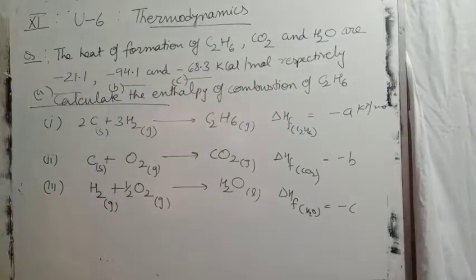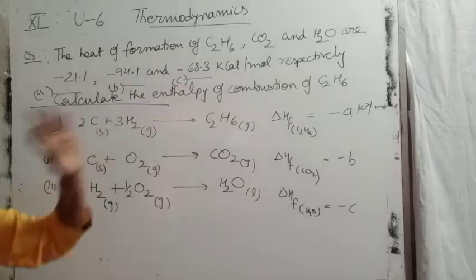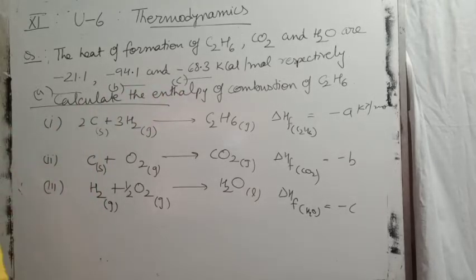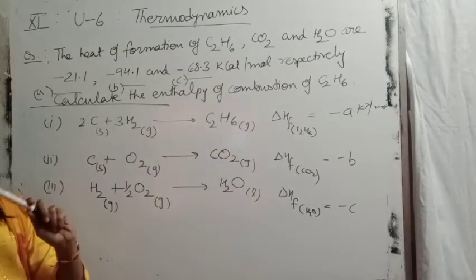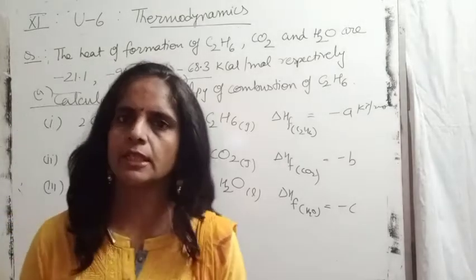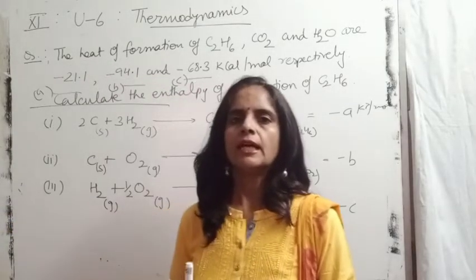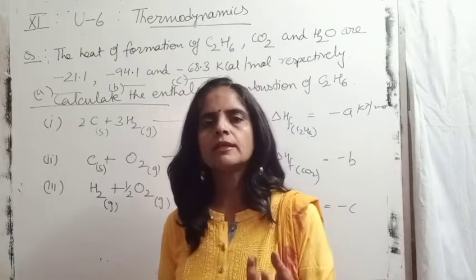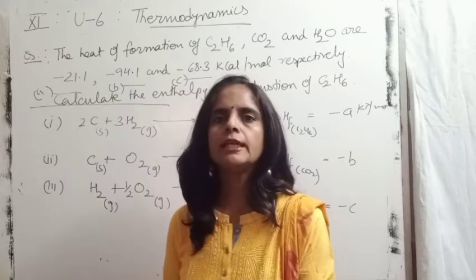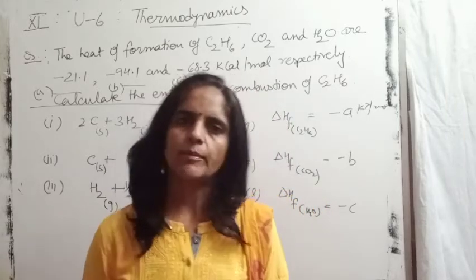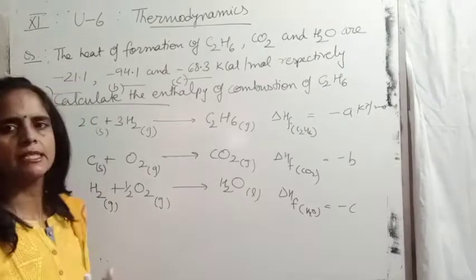Then children, this is the first step. We have written all these 3 equations. Now after writing all these 3 equations, we are supposed to write the required chemical equation. From all these, we are supposed to calculate the enthalpy of combustion of C2H6. Combustion, if you remember during the definition, we talked, is the amount of heat change when 1 mole of substance is completely burnt in presence of oxygen. So combustion means reaction of that substance with oxygen.